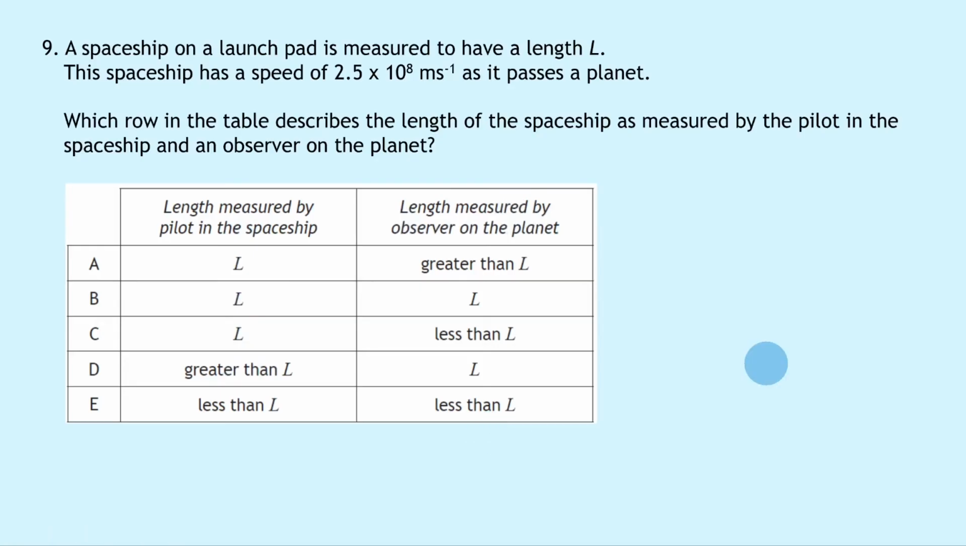Well, this really just comes down to knowing the definition of length contraction, or the difference between proper length and contracted length. So remember, when you're in the frame of reference of an object and you measure the length of that, then you're going to measure the proper length L. So the length measured by the pilot in the spaceship is going to be L. So that means we can rule out D and E. So we're looking at A, B, or C as our answer here. And the length measured by an observer on the planet, they're going to be measuring the contracted length, which means the length is going to appear smaller than the proper length. So it's going to be less than L. So this means our answer is C.